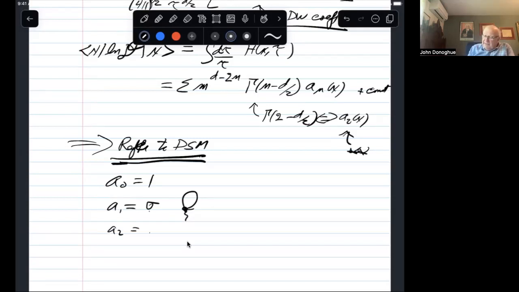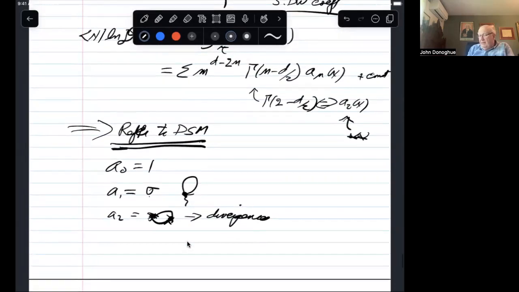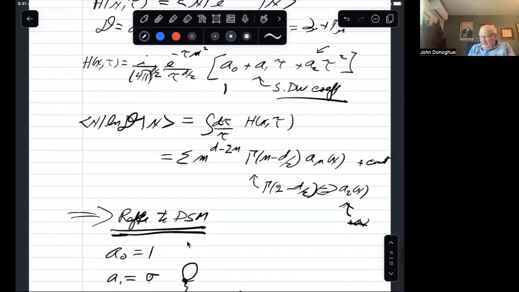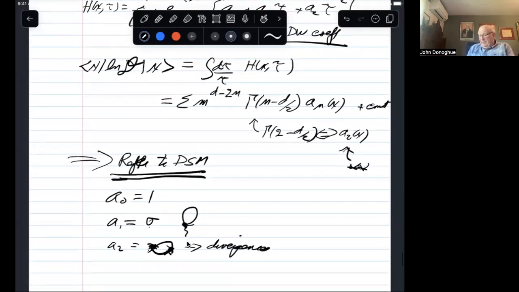A2 is the bubble diagram. So I shouldn't make those wiggles, I'll just make them X's. There are the interactions there. A2 is the effect of the bubble diagram. So in a massless theory, the tadpole vanishes, and the bubble diagram gives you the divergences of your theory. And if you did continue, A3 is the triangle and box, et cetera. But if you're just interested in pulling out the divergences, really you just have to do the bubble diagram. But when combined with the background field method, you get to do all your renormalizations once in a very simple way, just by looking up this coefficient and writing it in terms of the background field.